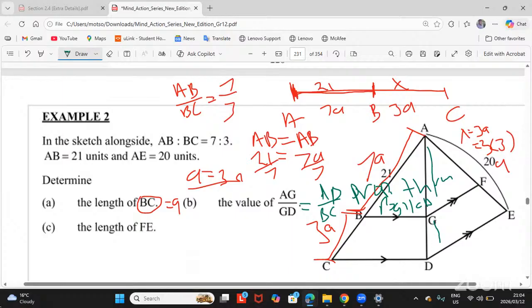Now what to do next? We have got number C to look at. What is number C requiring us to do? Let me have a look.